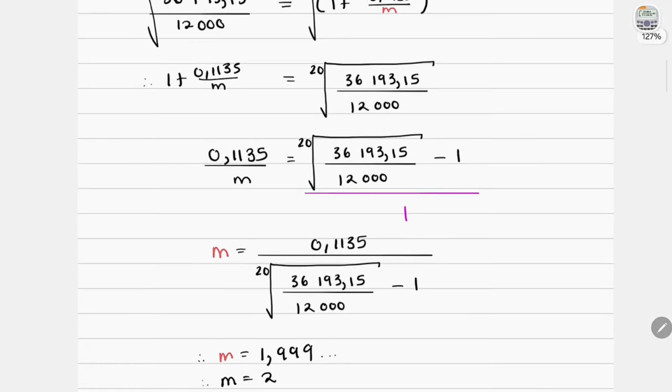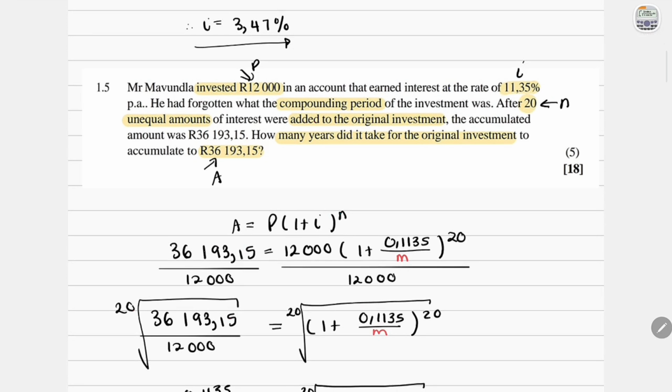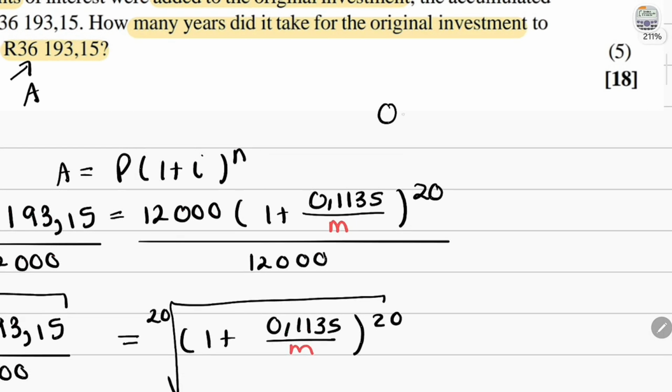So now you still need to answer the question, because it is specifically how many years did it take for that investment to accumulate to this. So we know the compounding is 2 now, meaning this was 0.1135 over 2. When we say over 2, what kind of compounding is that?